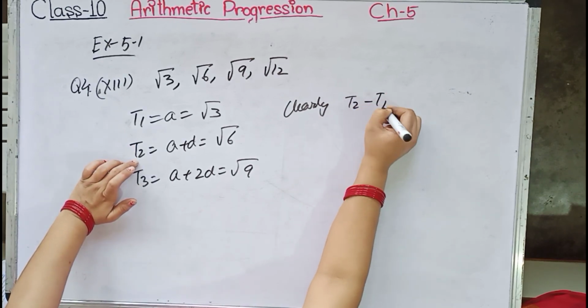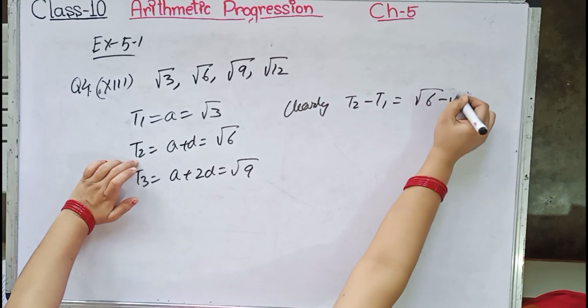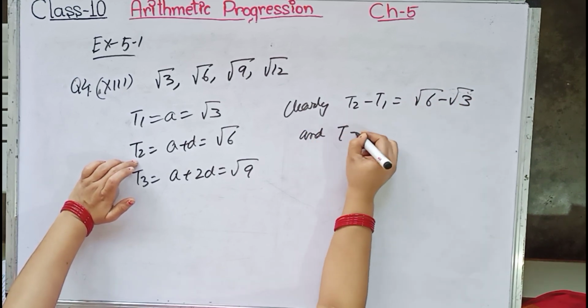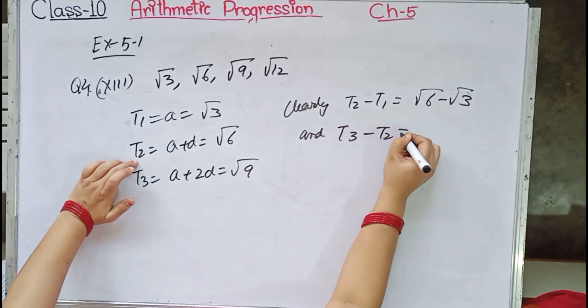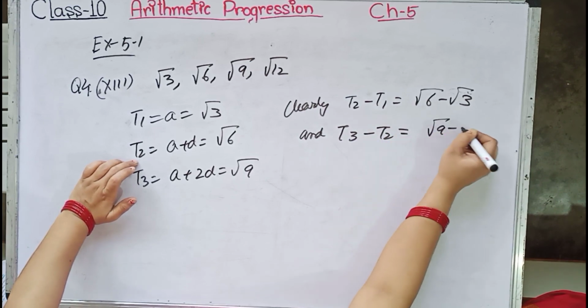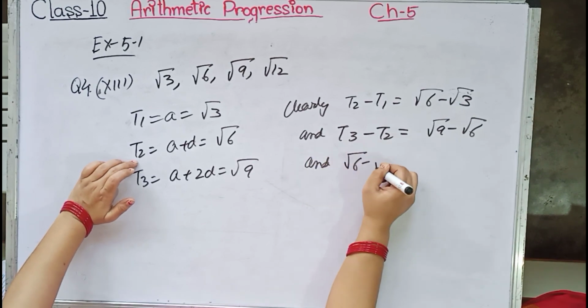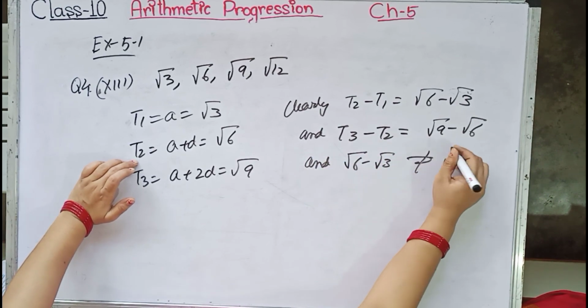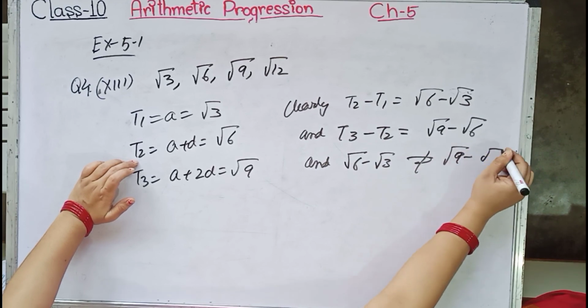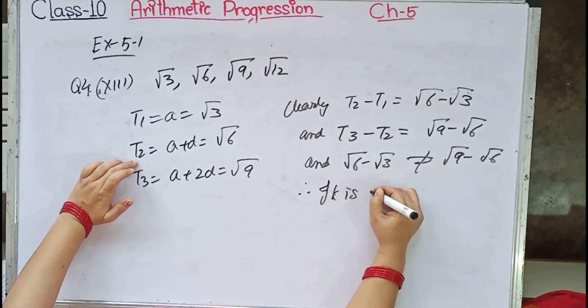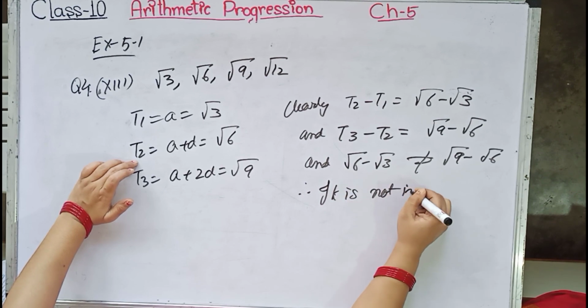Clearly T2 minus T1 equals root 6 minus root 3, and T3 minus T2 equals root 9 minus root 6, and root 6 minus root 3 is not equal to root 9 minus root 6. Therefore, it is not in AP.